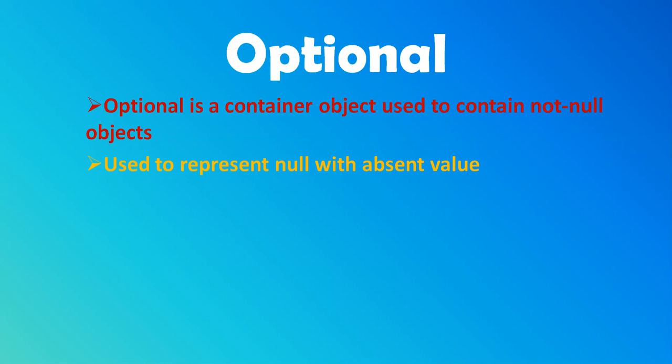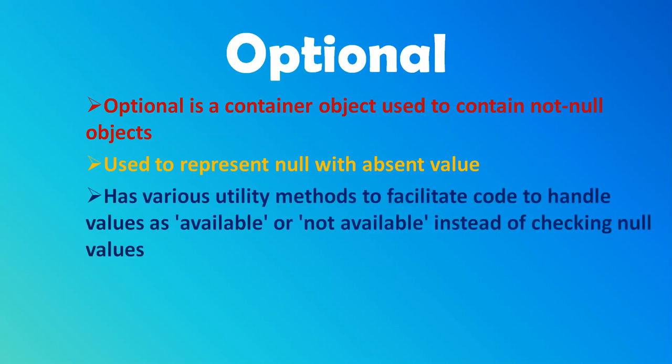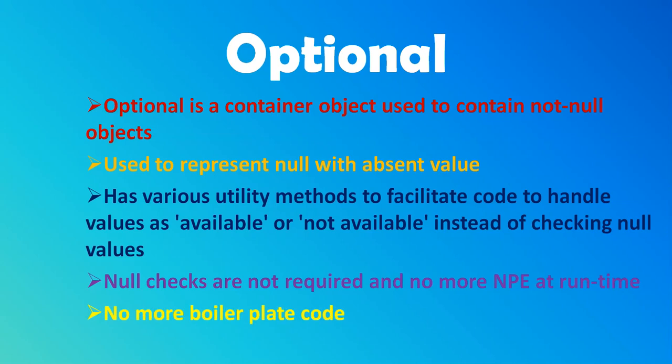It may be a bit hard to understand, but when we jump into an example, we can easily understand that. Another important thing is it has various utility methods to check whether the data is available or not available, or you can simply put it that way, whether the data is present or not present, instead of checking null values. And null checks are not required and no more null pointer exception at runtime, because we are handling those scenarios in a smarter way with the help of Optional and no more boilerplate code.